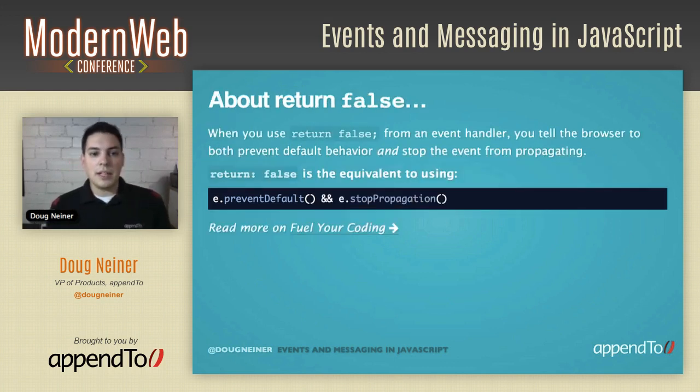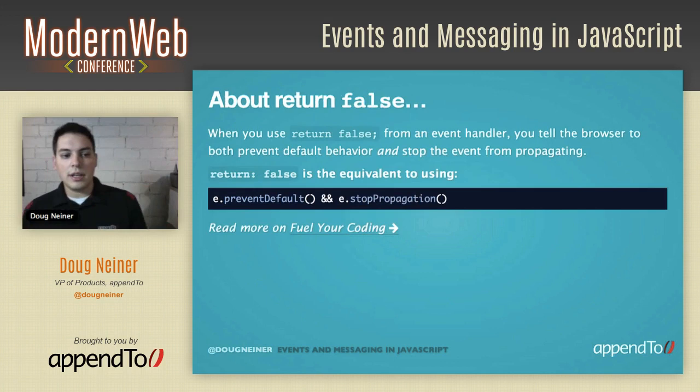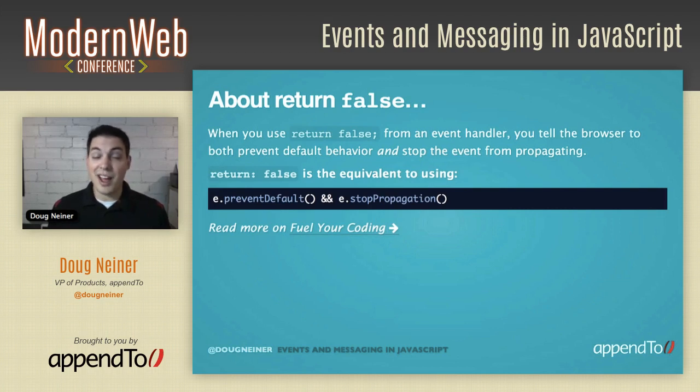One more thing, I won't belabor this for sure. When I share the links later, there's a link to an article I wrote years ago on Feel Your Coding that explains why and when you might want to use return false, or rather when you're not going to want to use it, so you can read that. But long story short, it will stop propagation and prevent default, which breaks delegation if you're planning on using that.